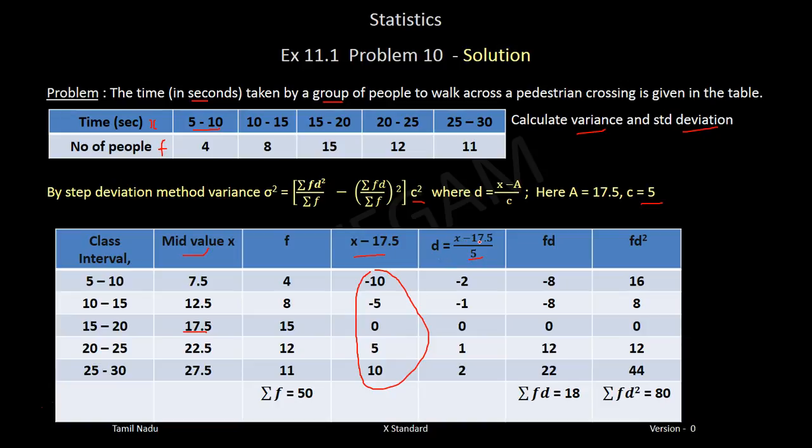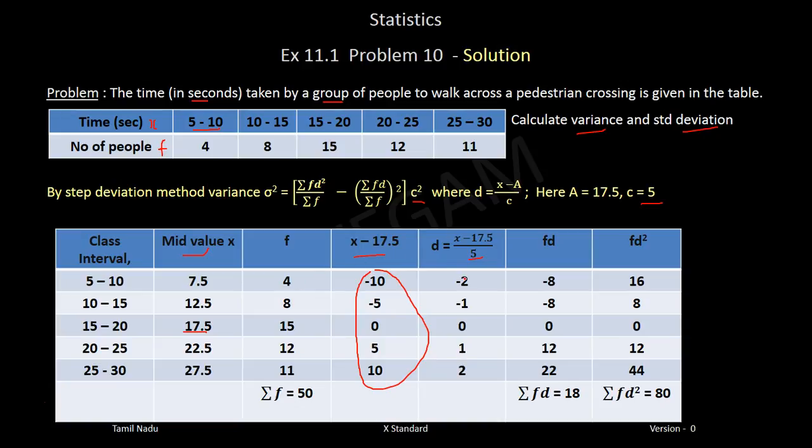So d is x minus a divided by c. We have already calculated x minus a, so this column needs to be divided by 5. Minus 10 divided by 5 is minus 2. Minus 5 divided by 5 is minus 1. 0 by 5 is 0. 5 by 5 is 1. 10 by 5 is 2. Then the rest is the same.